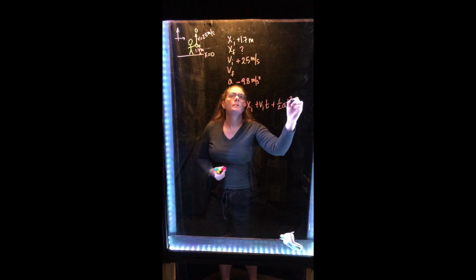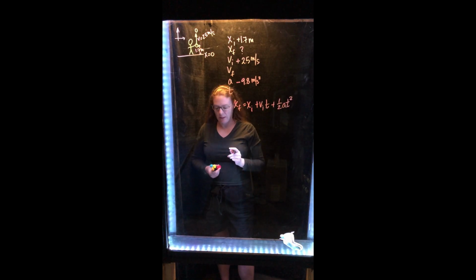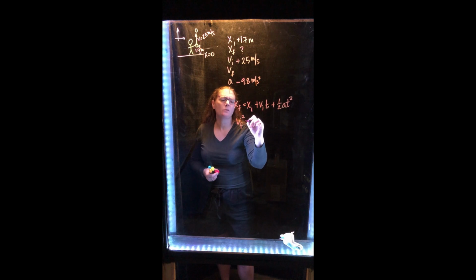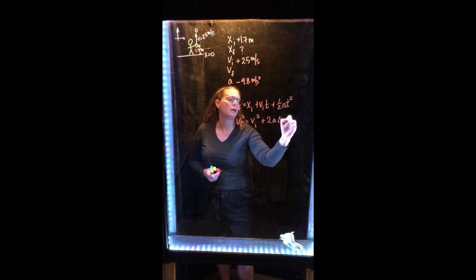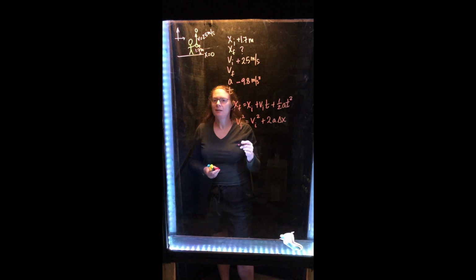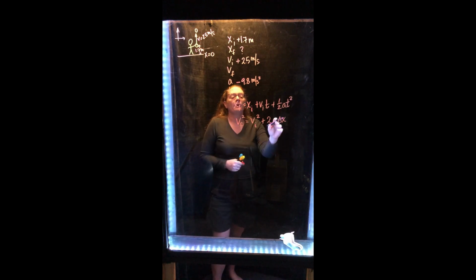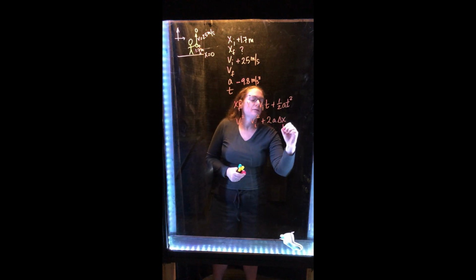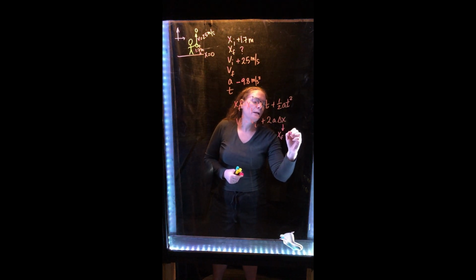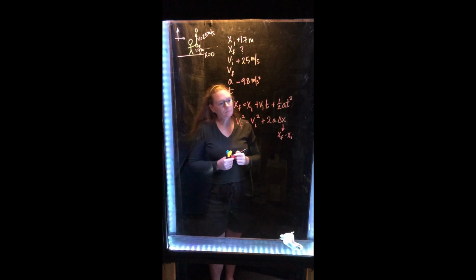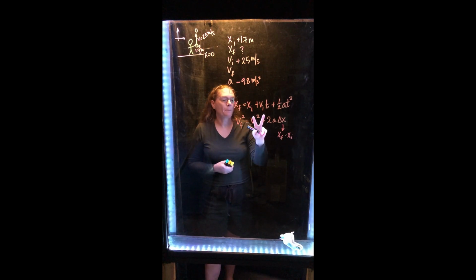And what else has x final in it? Oh, velocity, v final equals v initial plus at. Nope. Does this thing, v final squared equals v initial squared plus 2a delta x, have x final in it? At least not obviously. Right here, that delta x, don't forget that delta always means final minus initial. So we have two equations that have the thing we want in it.